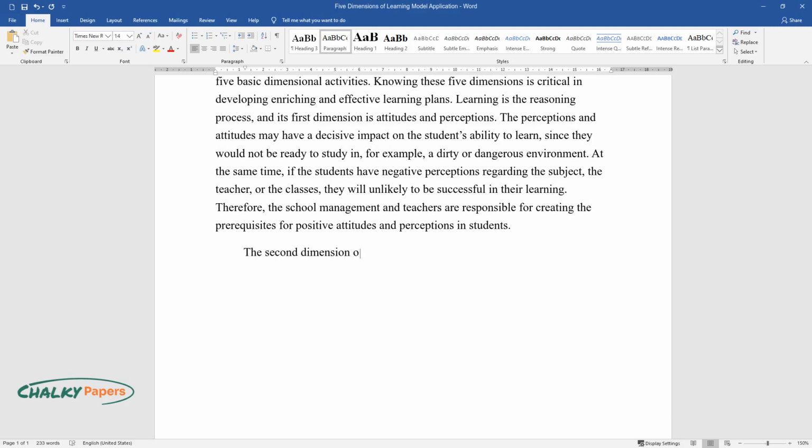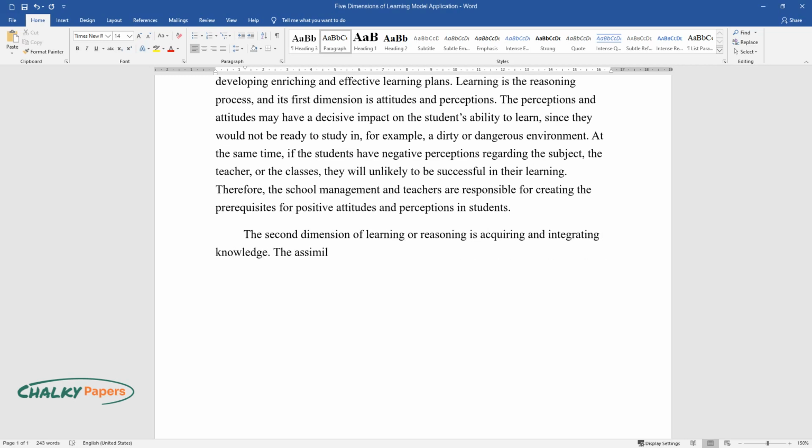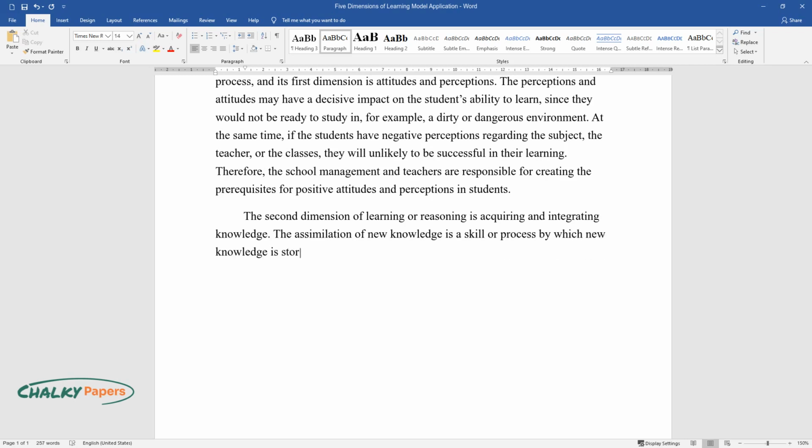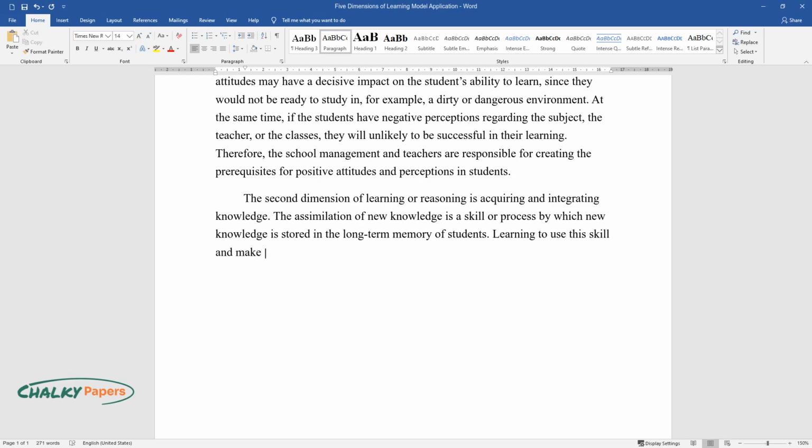The second dimension of learning or reasoning is acquiring and integrating knowledge. The assimilation of new knowledge is a skill or process by which new knowledge is stored in the long-term memory of students. Learning to use this skill and make the best use of it is an important part of learning, and teachers can help students absorb knowledge.